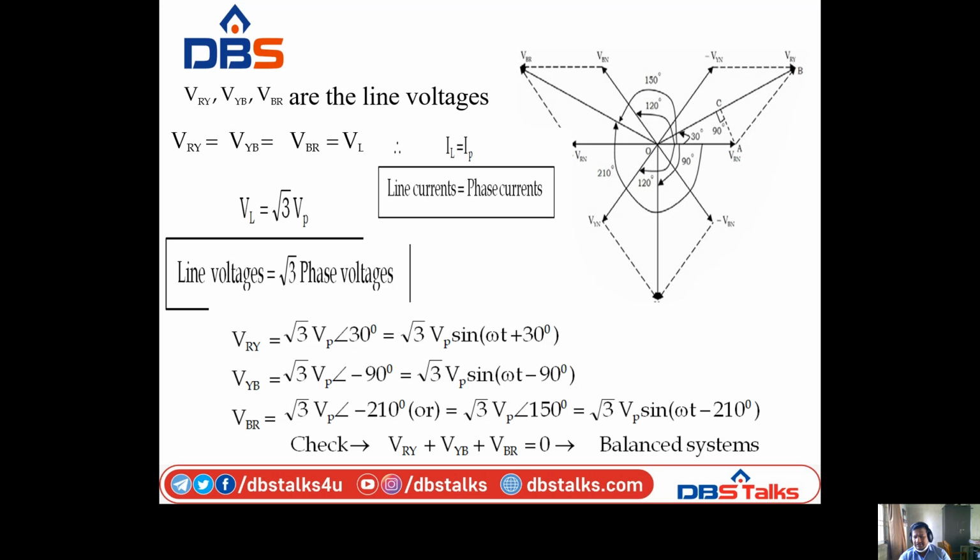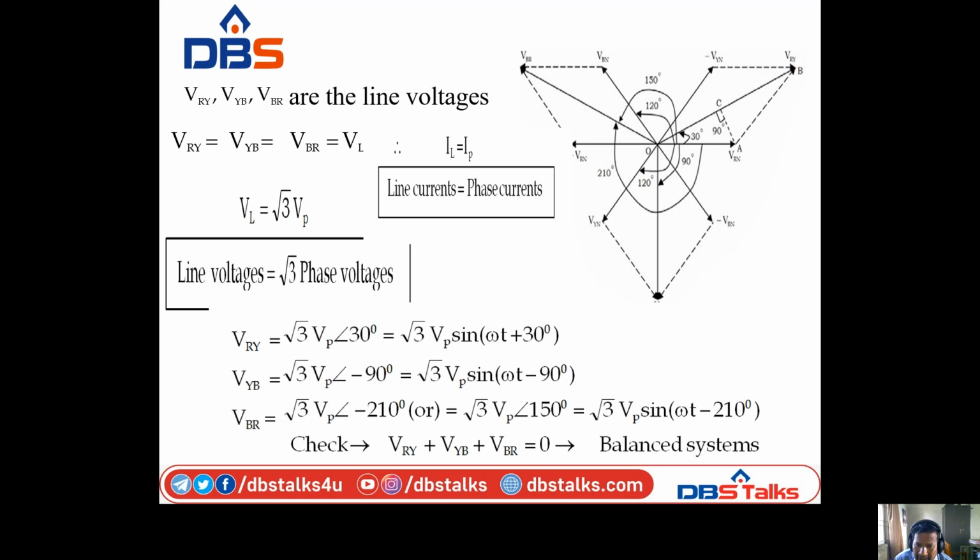Right? And what are the line voltages? We have taken VRY, two phases. That is nothing but the line voltage. One phase and one neutral is the phase to neutral voltage, the phase voltage. So VRY, VYB, VBR are the line voltages. Therefore, all are equal, that is VRY is equal to VYB is equal to VBR is equal to VL. Here the line current is equal to phase current.